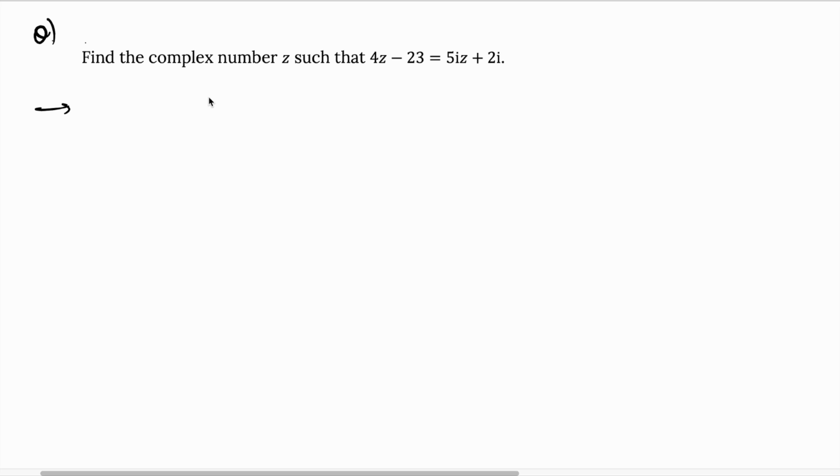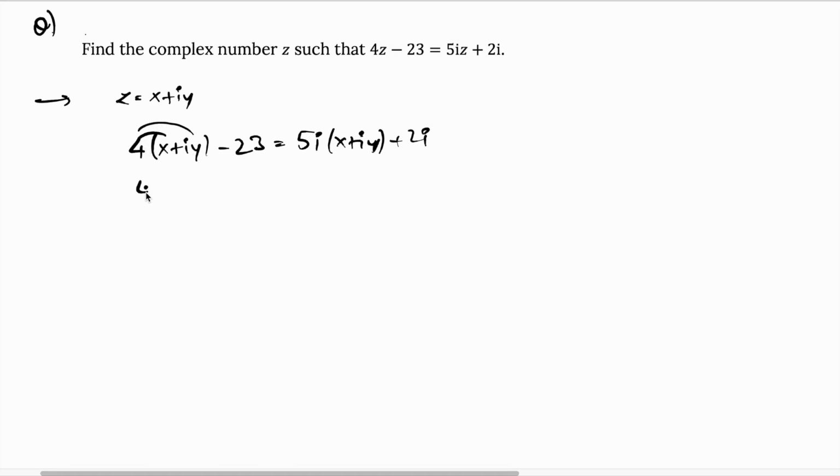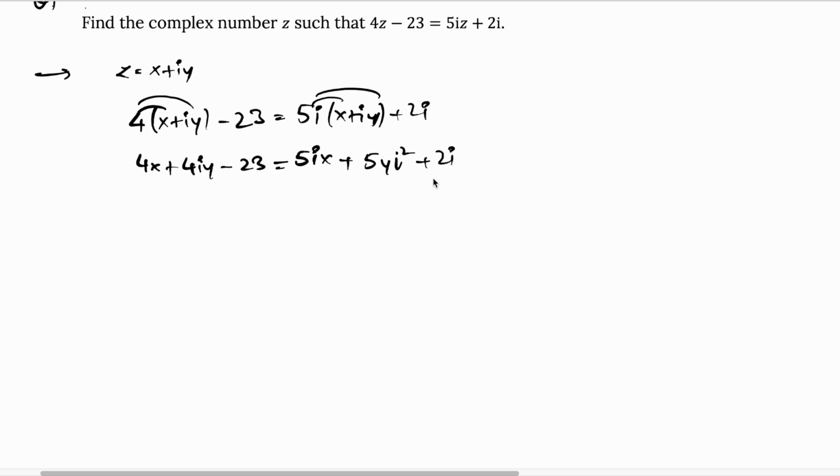The question is, find the complex number z such that 4z minus 23 is equal to 5iz plus 2i. Okay, so the first thing is I'll assume that z is x plus iy, a general complex number. So my equation becomes 4 into (x plus iy) minus 23 is equal to 5i times (x plus iy) plus 2i. Simplifying on the left hand side, I'll get 4x plus 4iy minus 23 equals 5ix plus 5y i squared plus 2i.